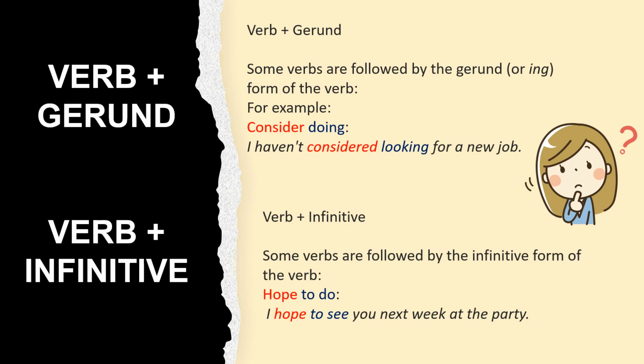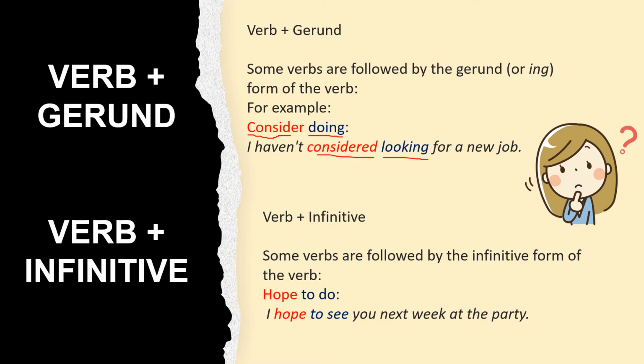When talking about a gerund or an infinitive, we are going to see that we need to apply some rules, because some verbs are followed by a gerund, but some of them are followed by an infinitive. So for example, when talking about gerunds, we have some verbs such as considered, that is followed by a verb using the ing form. So for example, I haven't considered looking for a new job.